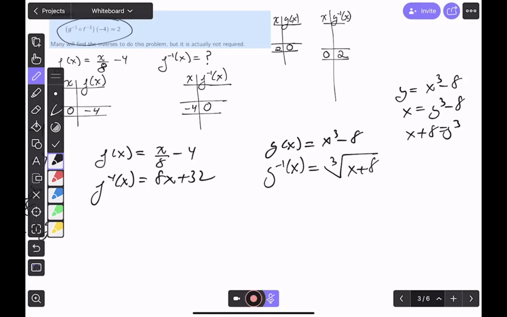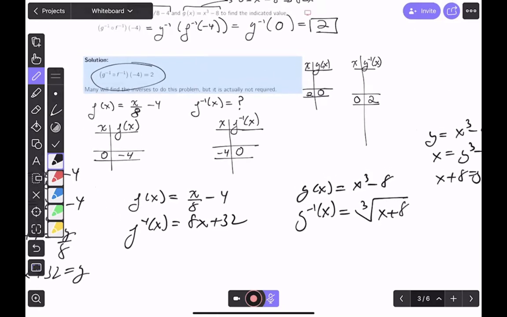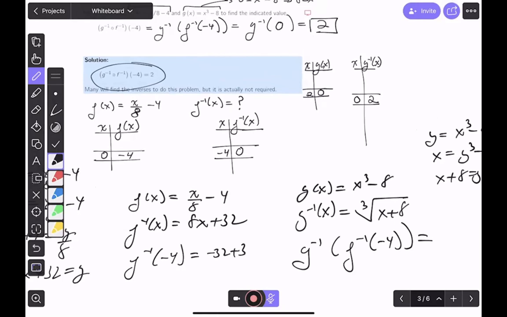All right, let's go back to the original question. What's the original question going to be? Let's see, G inverse of F inverse of the number minus 4. Let's see if we can do that. F inverse of minus 4. Well, that'll be 8 times minus 4, which is minus 32, plus 32, which is 0. I'll write that down for you. So it's going to be G inverse of 0. And now I got to look at G. What's G inverse of 0? It would just be the cube root of 8. What's cube root of 8? 2. We're getting the same thing every single time.